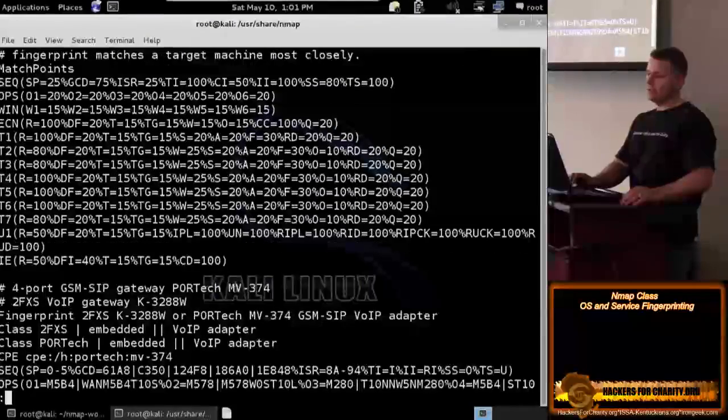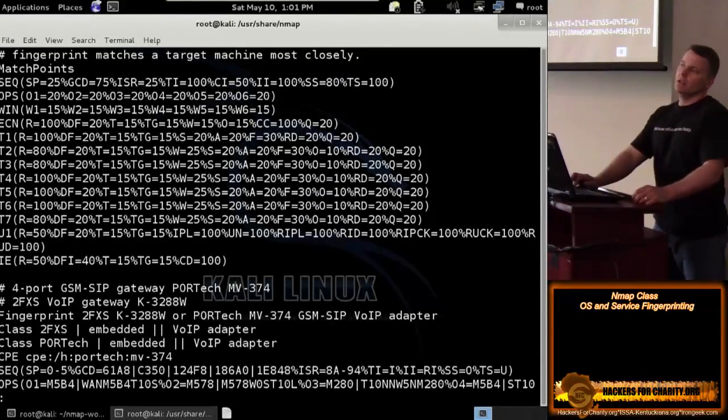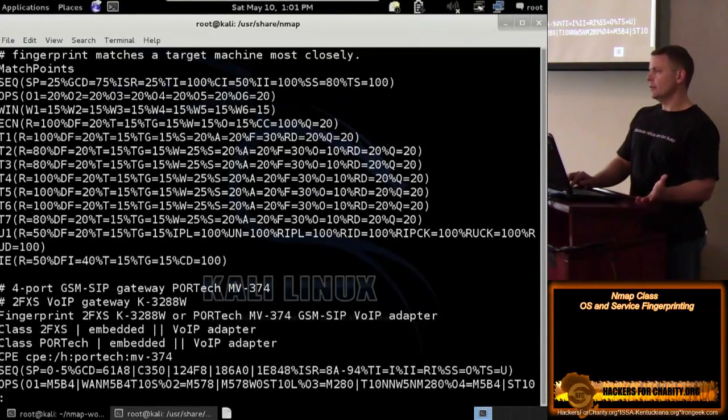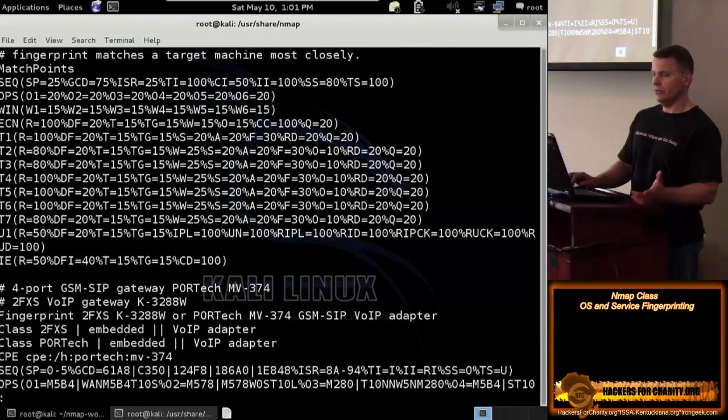This fingerprints file gets updated periodically. Whenever you get a new version of Nmap, you can do, I guess it's apt-get install nmap. It'll download the new version. So here's the file, and these are types of responses, types of probes, I guess you would say, that it's looking for.